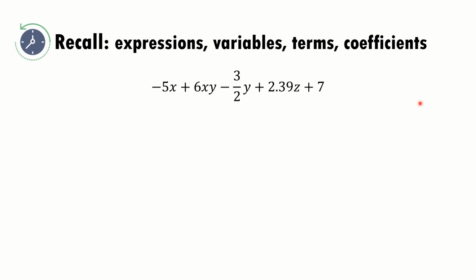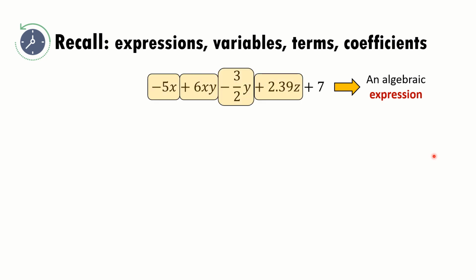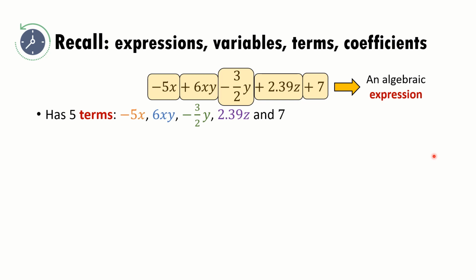In this example, we have negative 5x plus 6xy minus 3 over 2y plus 2.39z plus 7. This is what we call an algebraic expression. In this algebraic expression, there are actually 5 different terms, and the 5 terms are negative 5x, 6xy, negative 3 over 2y, 2.39z, and 7.